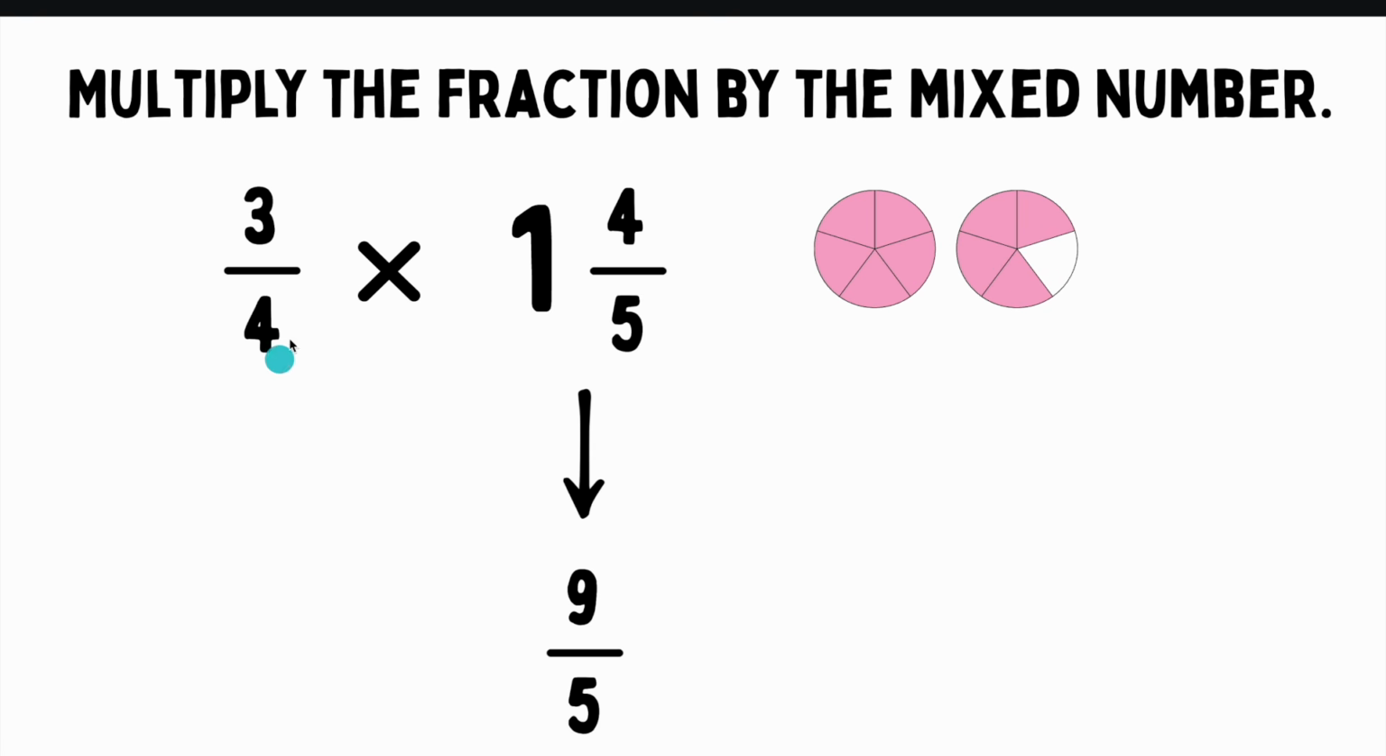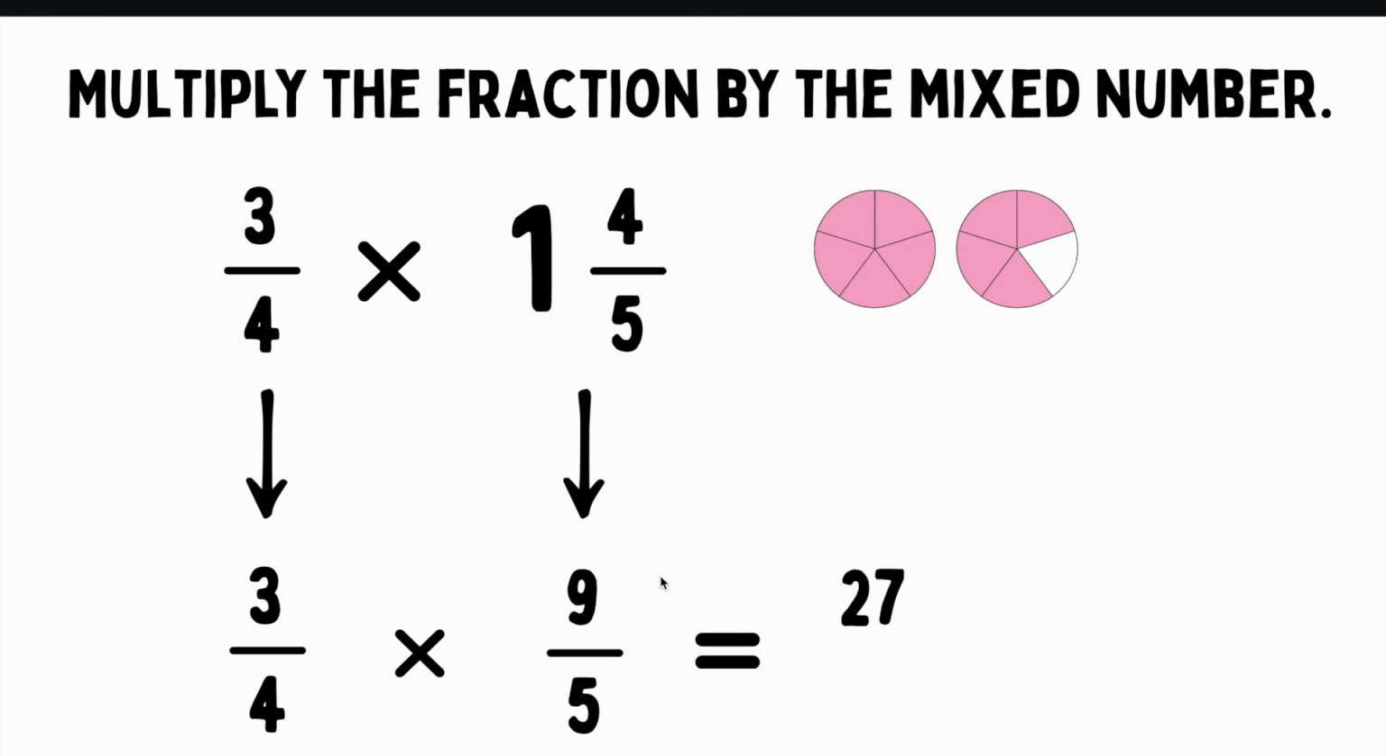Now let's bring down this fraction, 3/4. Remember, when we multiply fractions, we can multiply straight across. Let's multiply the numerators. 3 times 9 equals 27. Let's multiply the denominators. 4 times 5 equals 20.